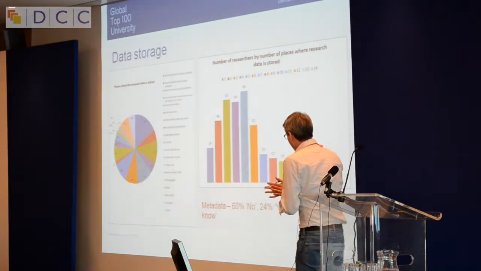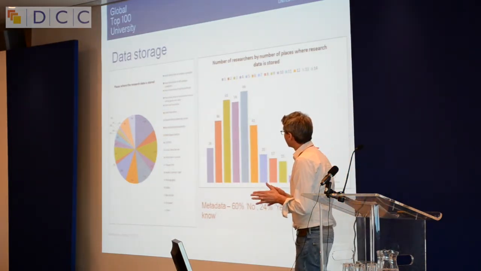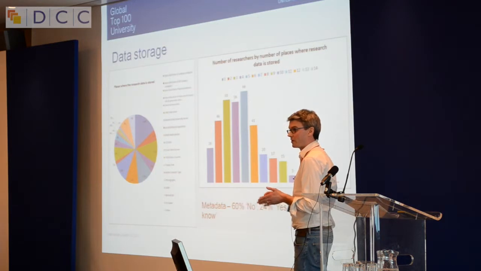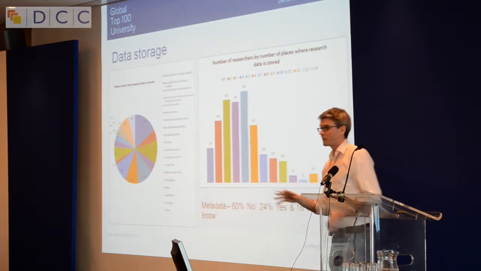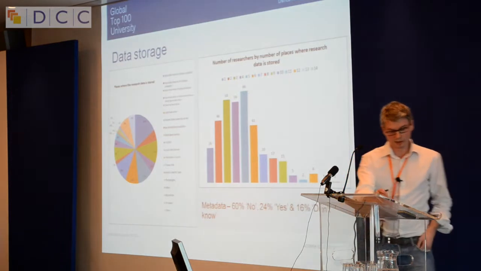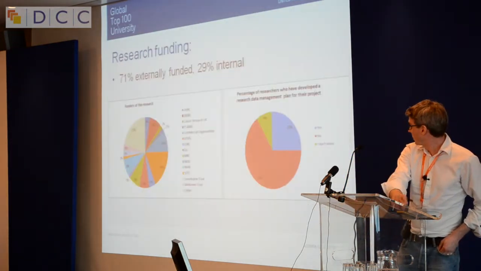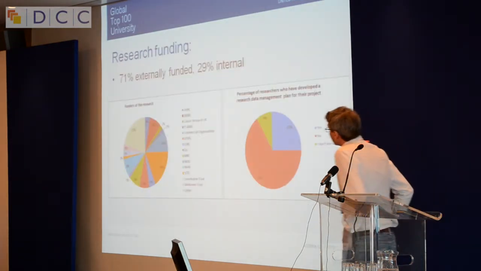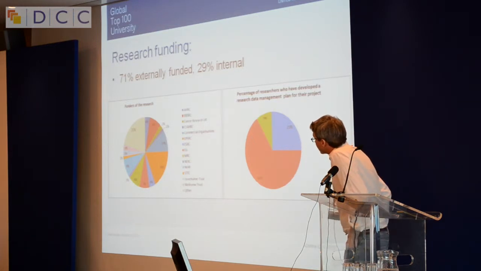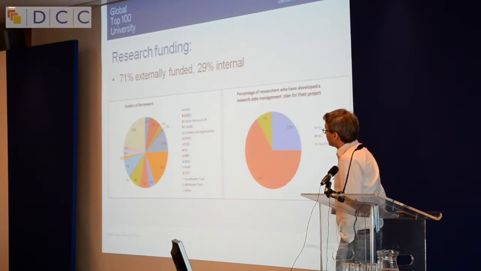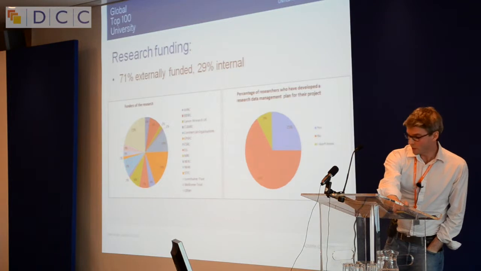And of those, only 24% are actually creating metadata. So a massive spread of data across everywhere, very little metadata to actually understand where it is. And going on from that, we know that roughly 70% of researchers are actually externally funded. So it's a big problem, essentially.